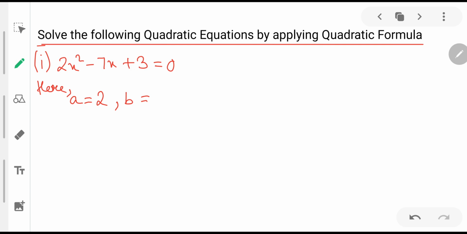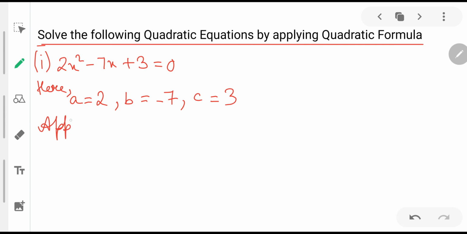B is the coefficient of the variable. What is the variable? x. What is the coefficient of the variable? It is minus 7, so that is b. What is c? C means the constant term. The constant term is 3. So after extracting a, b and c, we will directly apply the quadratic formula to arrive at the result.